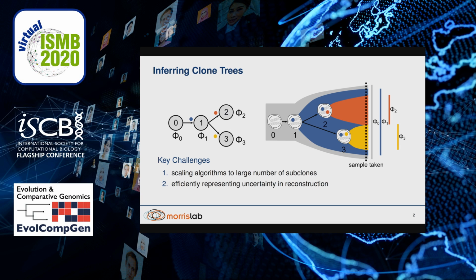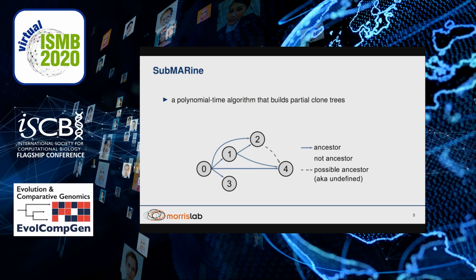As a short repetition, there exist different methods that infer clone trees from subclonal frequencies. However, there are two key challenges. The first one is scaling algorithms to a large number of subclones, and the second one is efficiently representing uncertainty in a reconstruction that allows multiple clone trees to be equally plausible. In order to address these two challenges, we've developed SubMARine, a polynomial-time algorithm that builds partial clone trees.